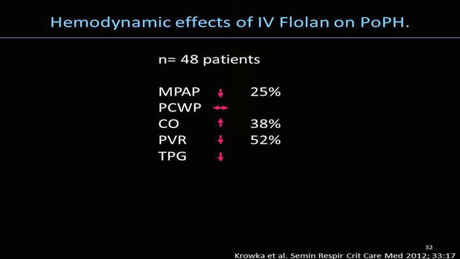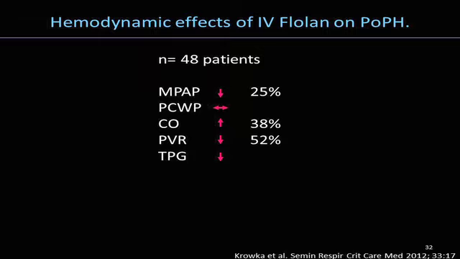And this was done in 48 patients. Data comes from 5 retrospective studies. You start treatment, the mean pressure decreases, but it doesn't decrease as much as you would expect. This is because as you are decreasing the pulmonary vascular resistance, the cardiac output goes up, and with that, the mean pressure doesn't decrease that much. As you see here, the PVR decreased on average 52%, while the mean pressure only decreased 25%.